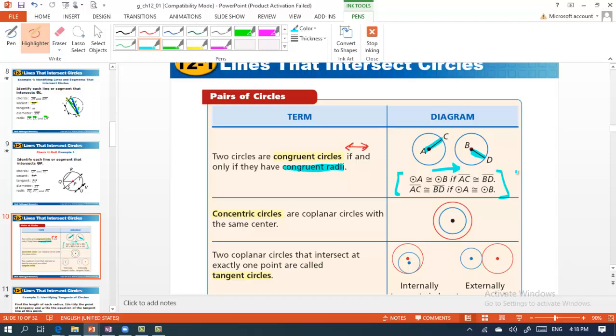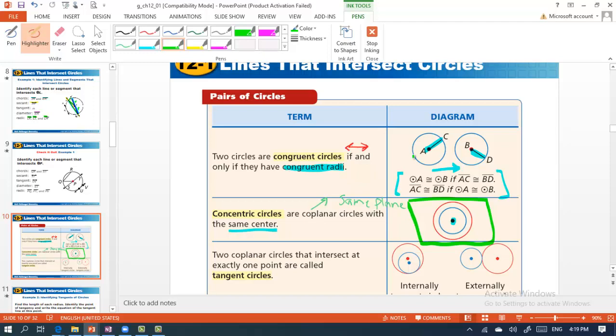What's the meaning of concentric circles? They are coplanar. It means they are in the same plane, they lie on the same plane. Both circles have the same center. You can see here the same center. This is a center for both, for the big circle and the small circle. So same plane, two-dimensional plane. Both of them lie on the same paper, if we say a plane is a paper, a two-dimensional shape.